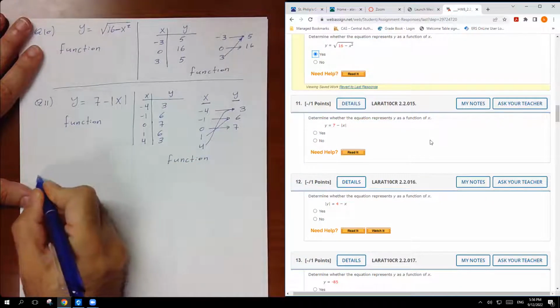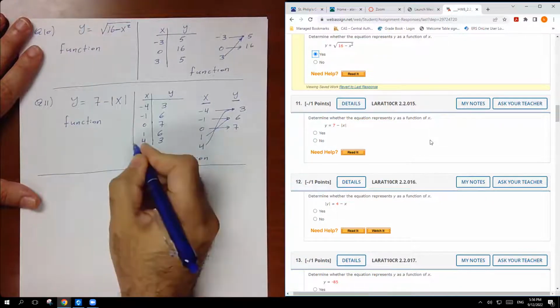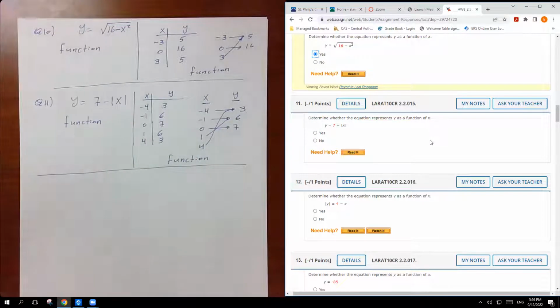So here are two ways to find out whether it's a function or not. Graphing with the vertical line test is also going to be the easier way to figure out if it's a function or no. So this one is going to be a function. Let's go to the next one.